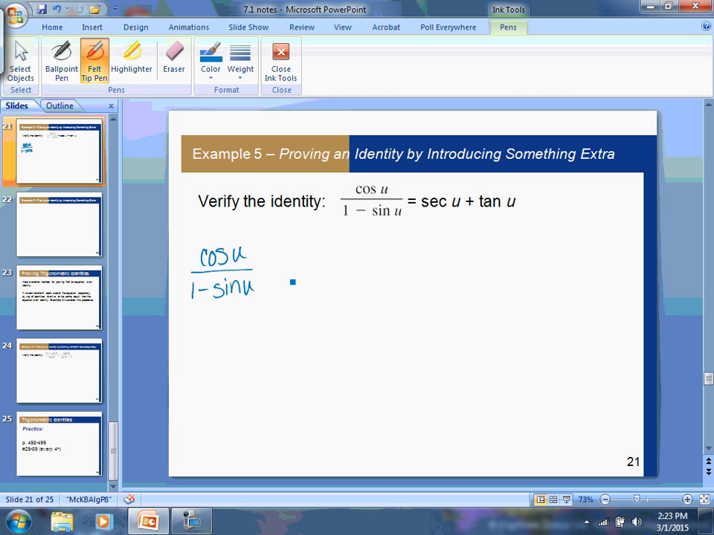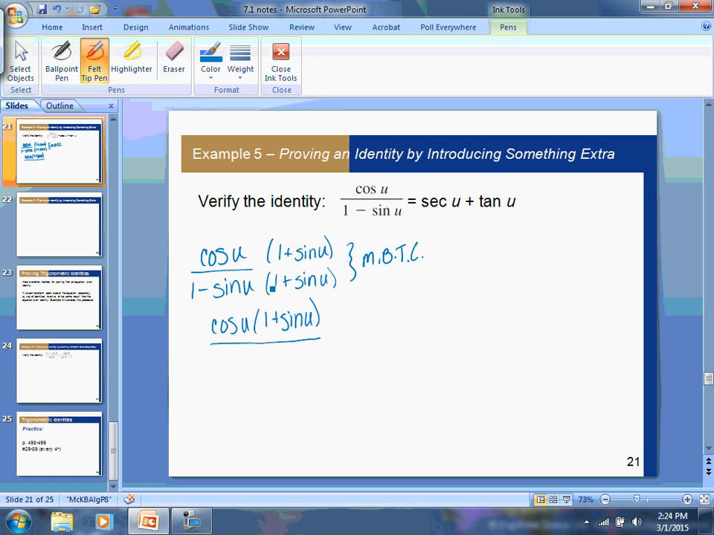So I have to get rid of that 1 minus sine u. And how I do that is I multiply by the conjugate. And remember, what you do to the numerator, you have to do to the denominator. Okay? So that step right there is the multiplying by the conjugate. Now in my numerator, I'll have cosine of u times 1 plus sine u. I'm just going to write it as multiplication for now. I don't know if I'm going to need to distribute the cosine in or not, so I'll just leave it for now.